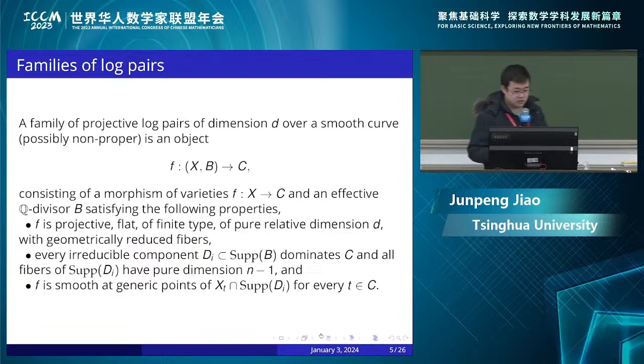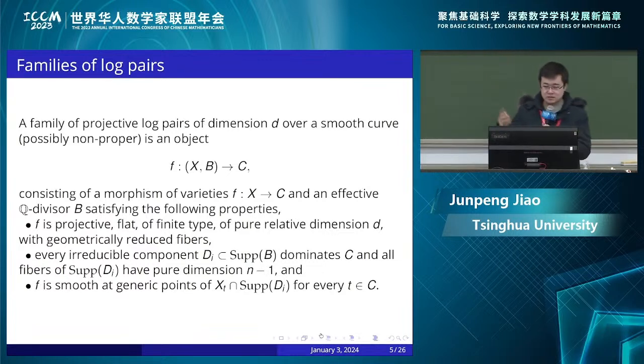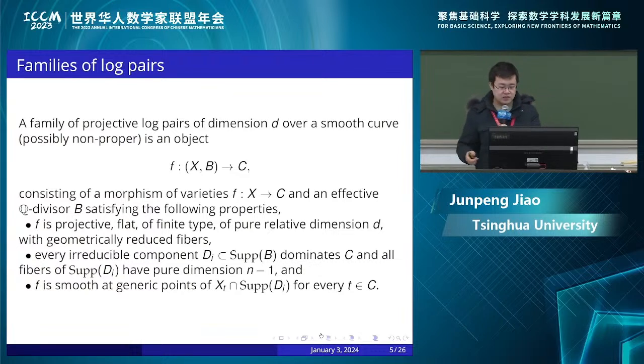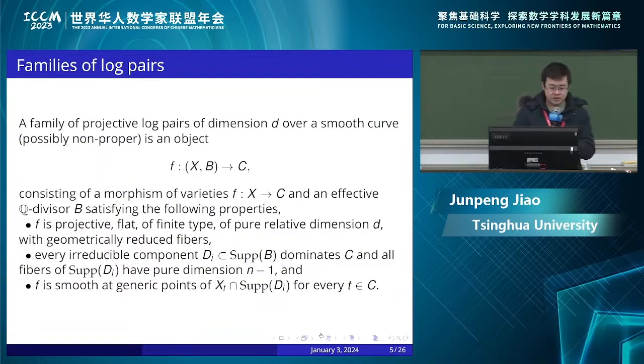That means the restriction of the divisor to every fiber is well defined. And the third one is that f is smooth at the generic point of the intersection of the fiber and the support of B, for every fiber. The third one says that if we restrict the boundary B to every fiber, then the restriction should avoid the non-normal locus of this fiber.